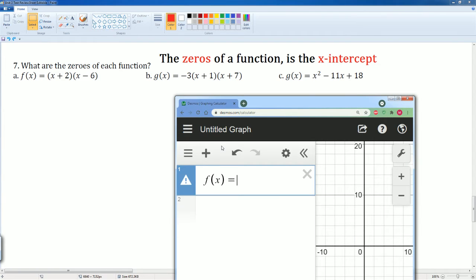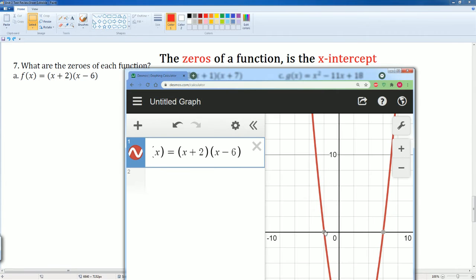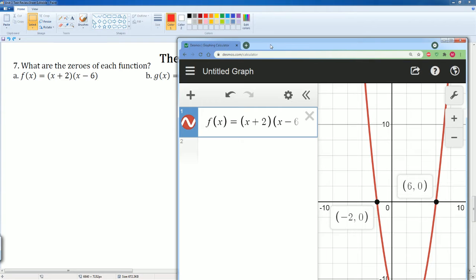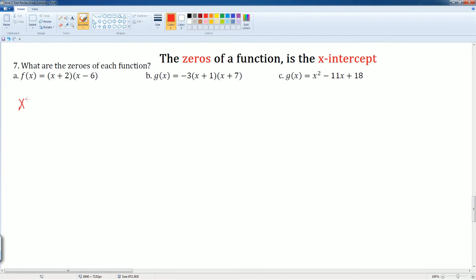f of x is equal to (x plus 2)(x minus 6). You'll notice that the two x-intercepts are at negative 2, 0 and 6, 0. So here you can say that the zeros would be at x is equal to negative 2 and x is equal to 6. If you would like to understand why mathematically, take a look.